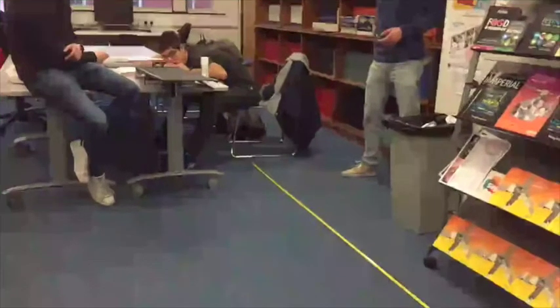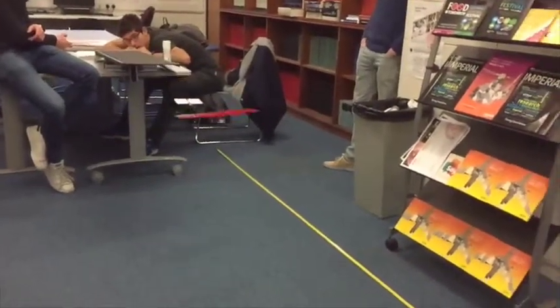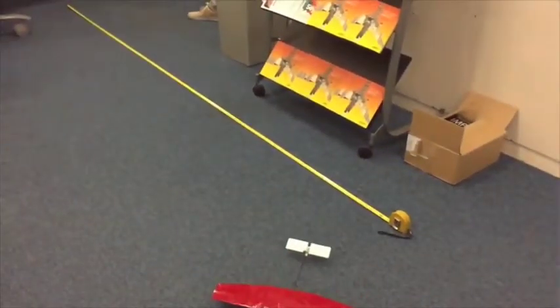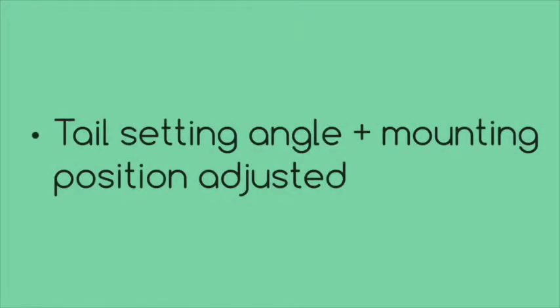A lengthy testing phase enabled us to modify parameters in order to maximize glide distance. First, we tried to make the model steer straight and accelerate as fast as possible without slipping. Then the tail angle as well as the wing's mounting position were adjusted to stabilize the glider and maximize lift. 3 wings were tested.